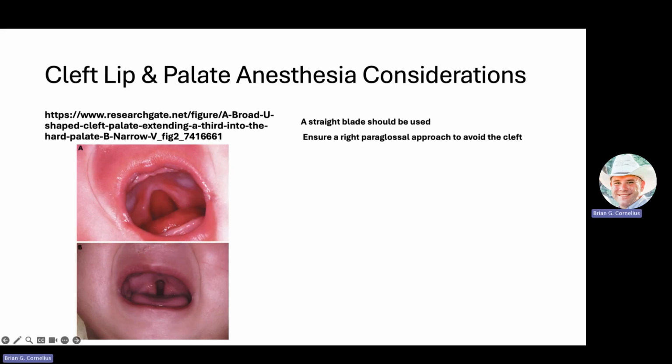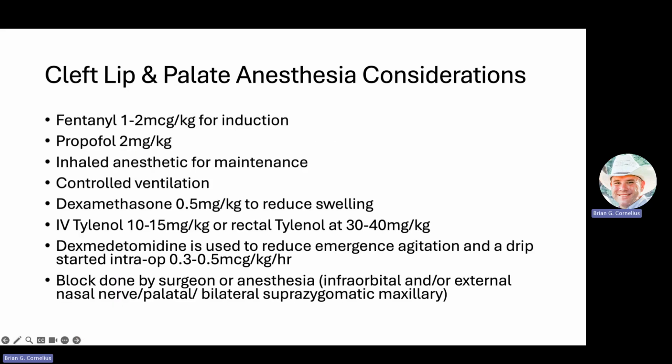This is just an example looking up into the palate. Sometimes there's some recommendations to use a Miller blade and do a paraglossal approach to avoid the cleft. As you can imagine, putting that into the cleft is probably going to cause a little bit of tissue trauma and hemorrhage, so you may consider avoiding that.